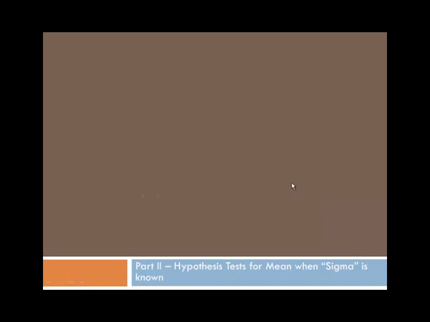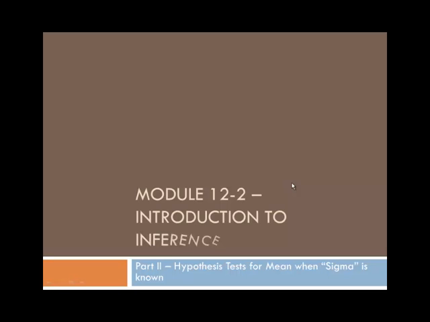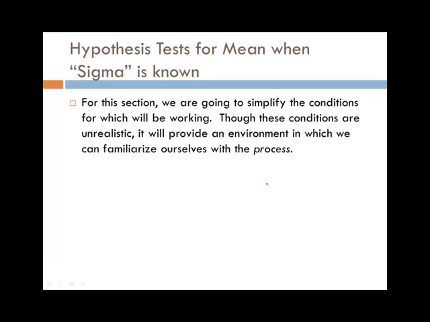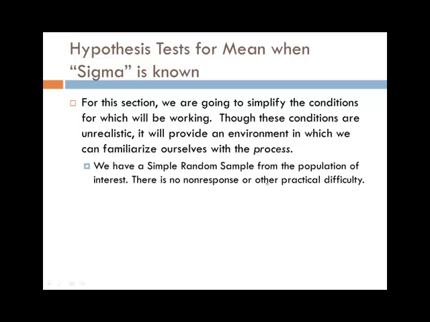All right, welcome back. We're going to continue with hypothesis testing for the mean this time, when sigma is known. Sigma is the population standard deviation. For this section, we're going to simplify the conditions for which we're working. Though these conditions are unrealistic, it will provide an environment in which we can familiarize ourselves with the process.